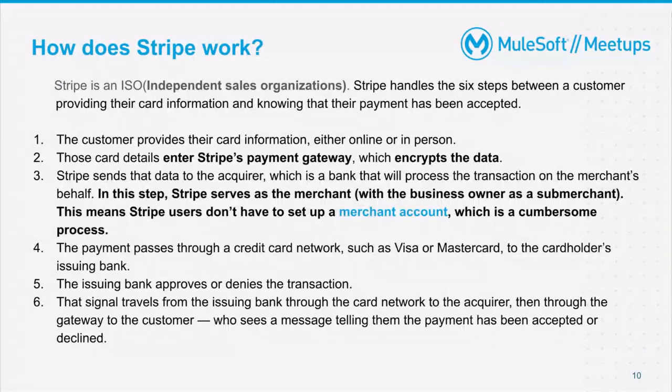You can see the big benefit here is that Stripe is serving as a merchant. We are users of Stripe. So we don't have to make a merchant account with the bank. We can directly go as a sub merchant to Stripe. It's very easy for us to just get an account with Stripe, and we can directly start making payments through Stripe. So Stripe serves as a merchant, and we are Stripe users. We don't have to set up a merchant account. So it is very good to go through Stripe for payments. And then the payments go through the credit card network, Visa, MasterCard. And finally, the bank, whoever the customer has used the bank card for, will accept or deny the transaction. And finally, again, it comes through the Stripe gateway, and we get that it's accepted or declined.